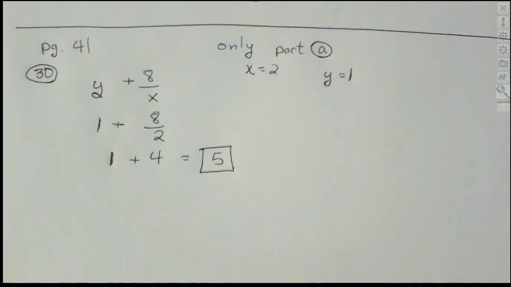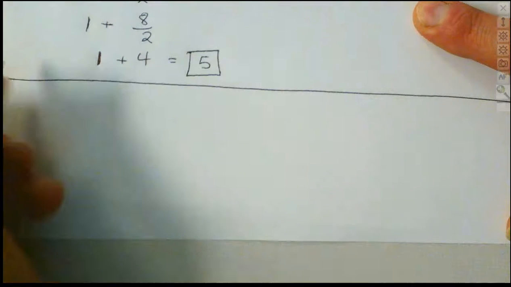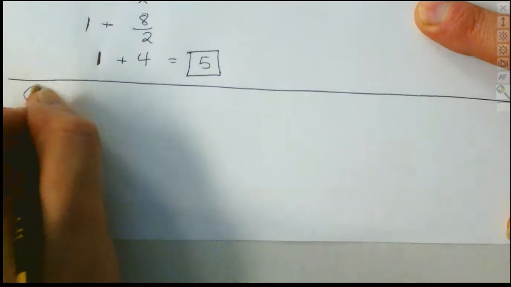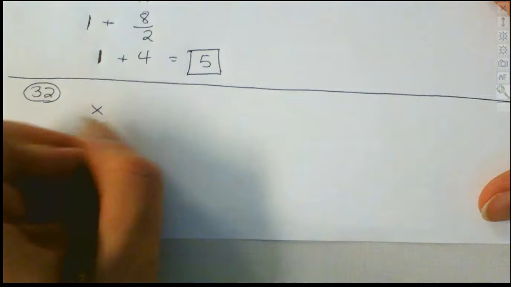Okay, let's look at 32. 32 is going to make us get a common denominator again. We did these before break. Let's make sure we remember how these are done.